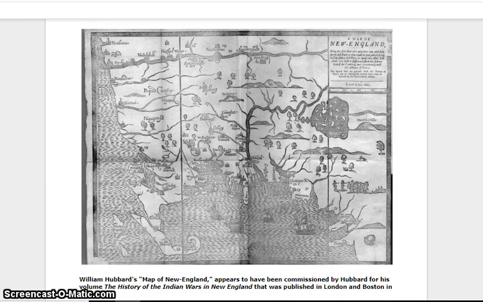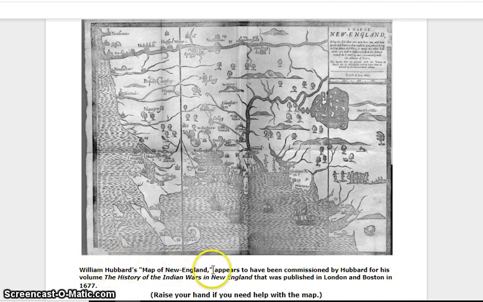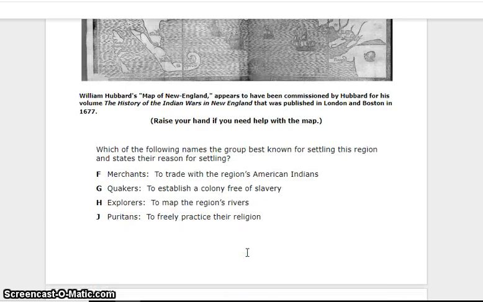Number 10. William Hubbard's Map of New England appears to have been commissioned by Hubbard for his volume, The History of the Indian Wars in New England, that was published in London and Boston in 1677. Which of the following names the group best known for settling this region, and states the reason for settling? F. Merchants to trade with the regions of American Indians. G. Quakers to establish a colony free of slavery. H. Explorers to map the region's rivers. J. Puritans to freely practice their religion.